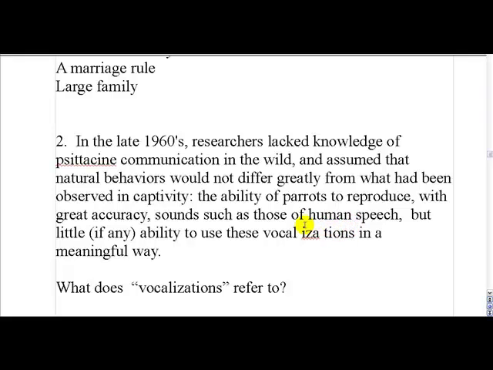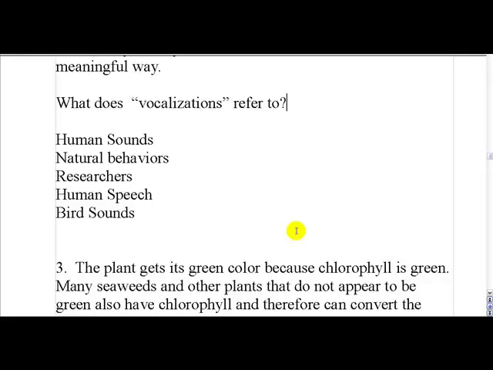So even another strategy, we'll talk about this in another lesson, but actually breaking apart the word into the root and any affixes, prefixes or suffixes, and use that to help you understand the meaning of the word. So let's take a look at our answer choices. What does vocalizations refer to? You have human sounds, natural behaviors, researchers, human speech, or bird sounds.